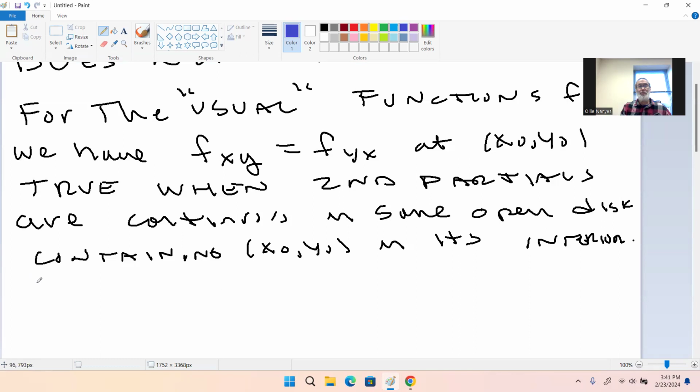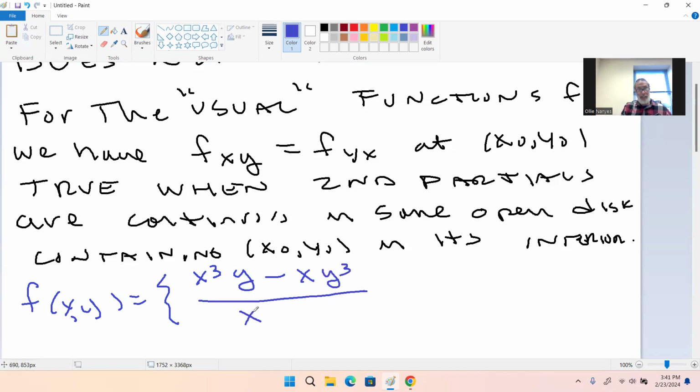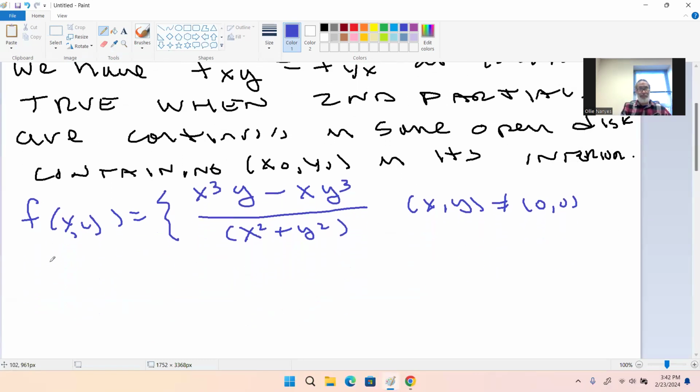And so this is a textbook example. You see these in math textbooks. But suppose you have f of xy equal x cubed y minus xy cubed, there is a deliberate symmetry here, over x squared plus y squared away from the origin, and let this equal 0 at the origin.